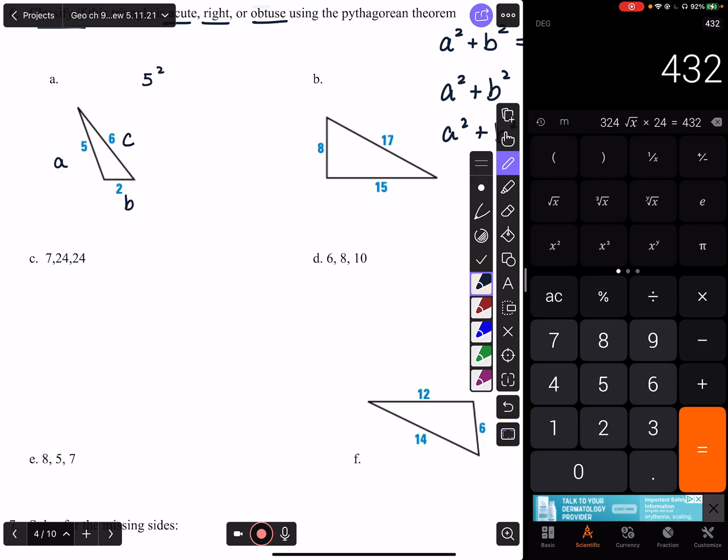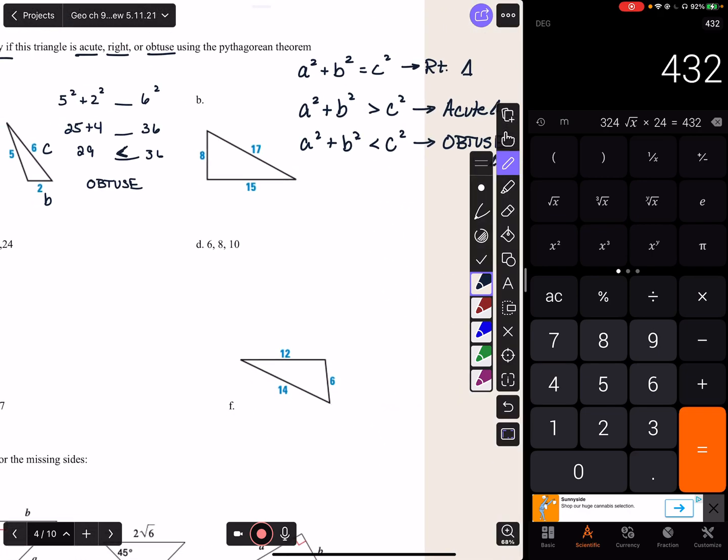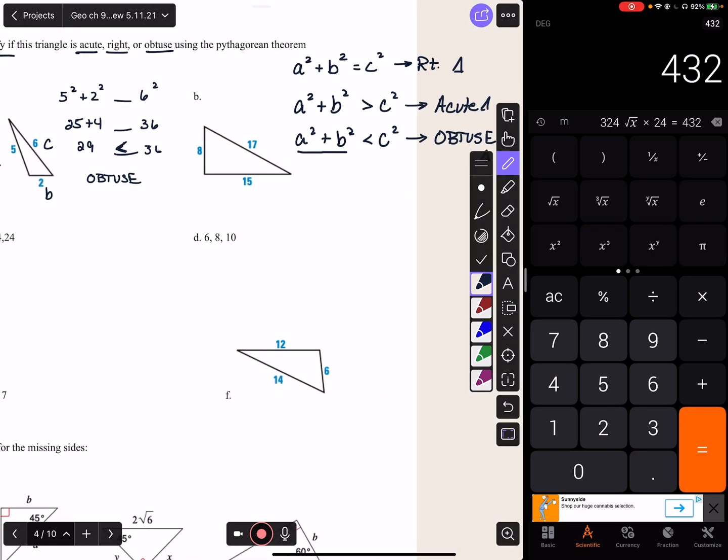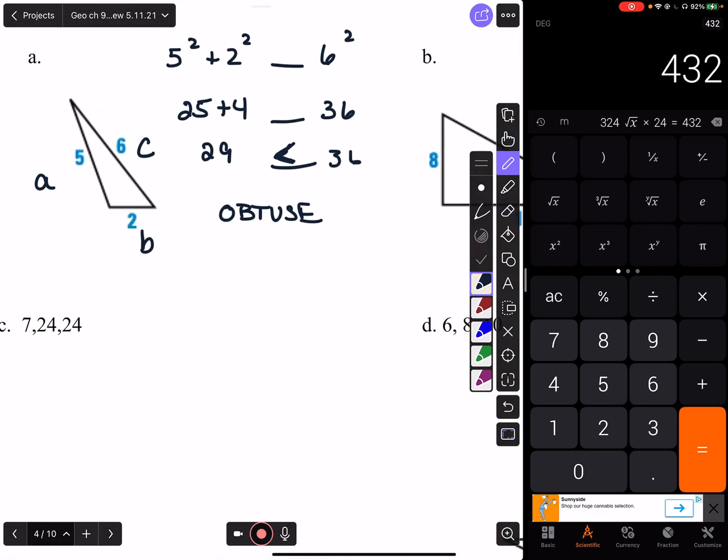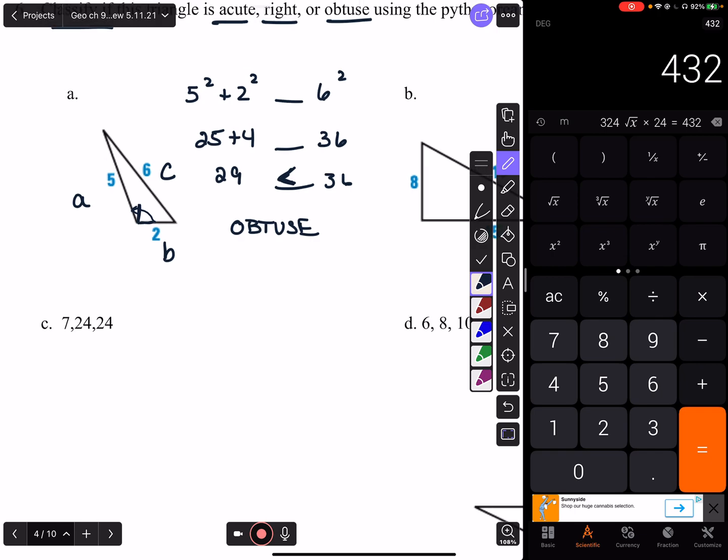So it's 5 squared plus 2 squared. The question is, how does that compare to c squared? So that's 25 plus 4, that's 29. 6 squared is 36. And so we can see that 29 is less than 36. And so this is an obtuse triangle. Okay, I'm just following this right here. A squared plus b squared was less than c squared. And that angle certainly does look obtuse. A right angle would be like this, and that is clearly more than 90 degrees. So it does kind of fit with the drawing.